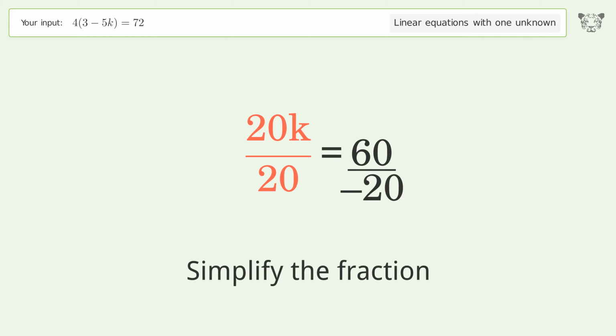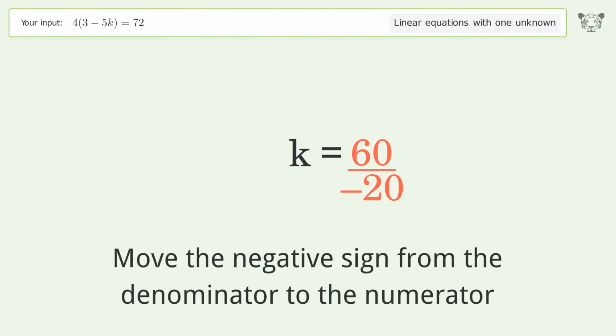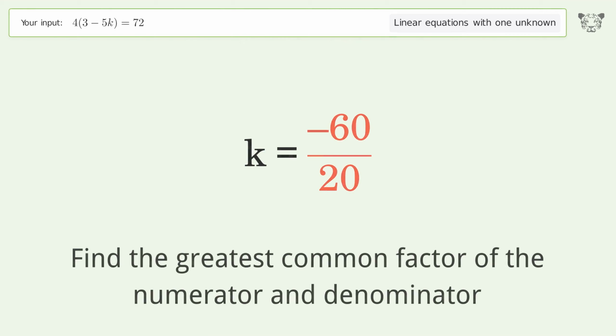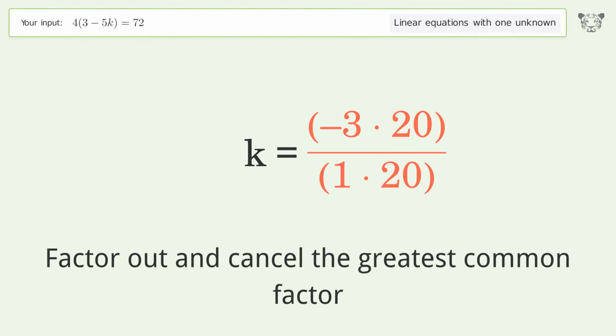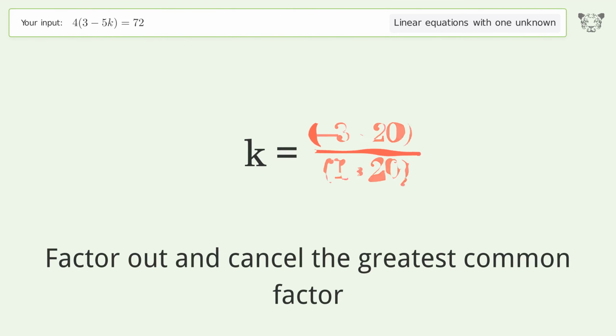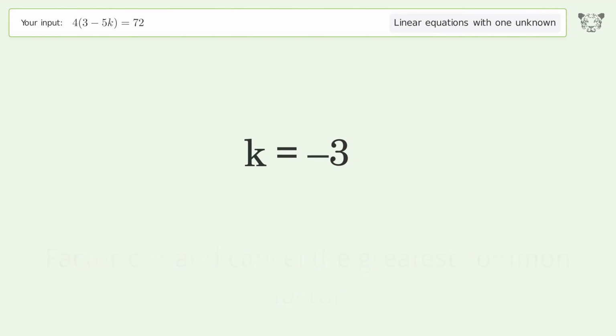Simplify the fraction. Move the negative sign from the denominator to the numerator. Find the greatest common factor of the numerator and denominator. Factor out and cancel the greatest common factor. And so the final result is k equals -3.